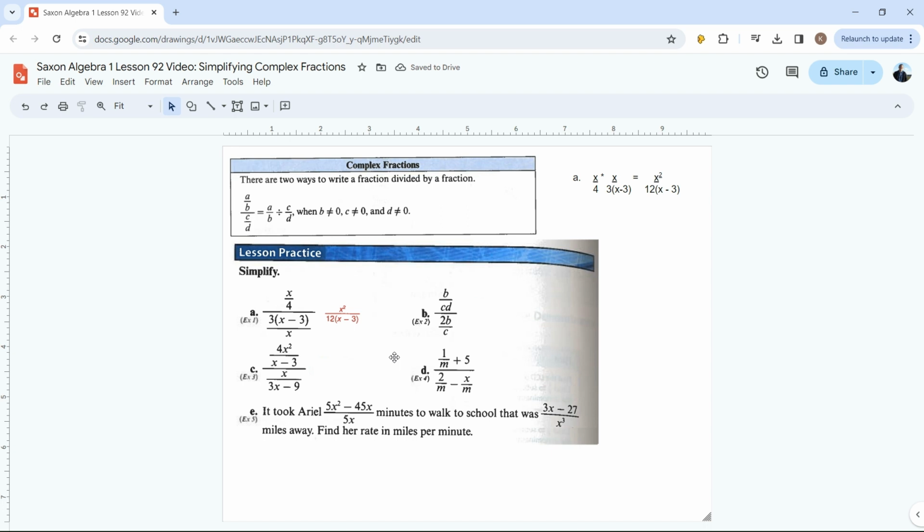If I wanted to, the only thing I could do to simplify that is multiply the 12 and distribute it in the parentheses to get rid of the parentheses. Technically, that would be a little bit simpler, but we're not going to worry about that.